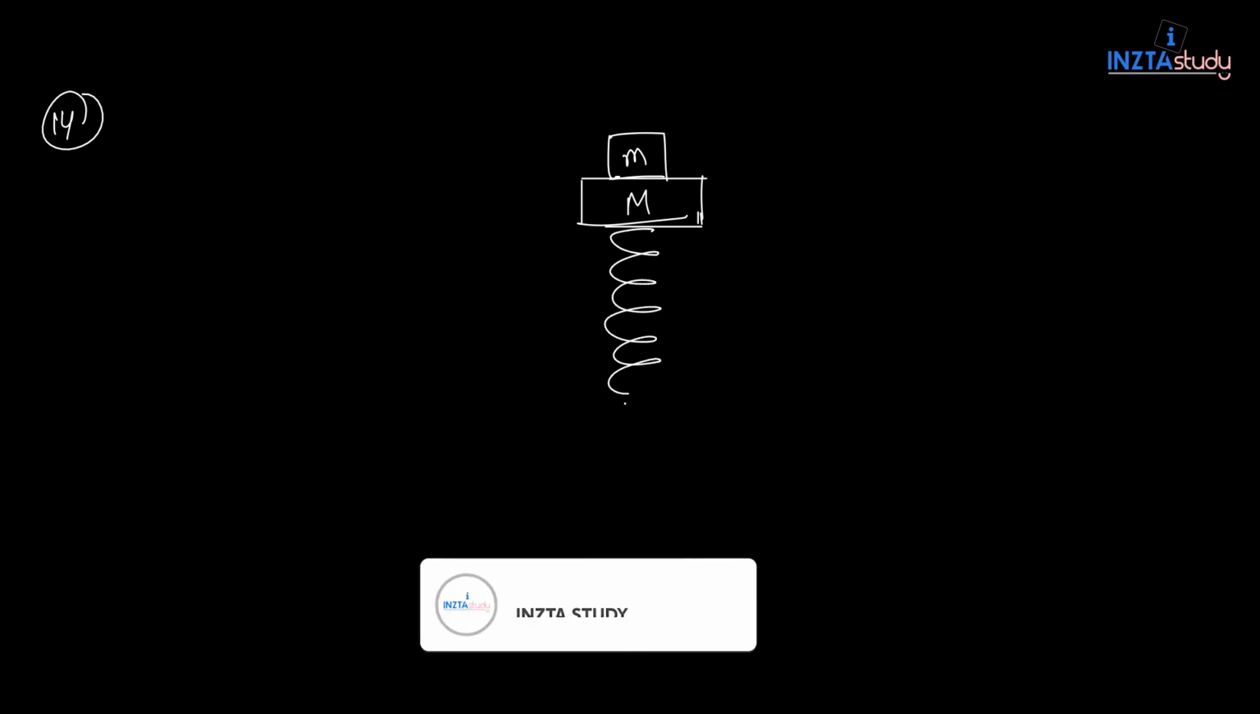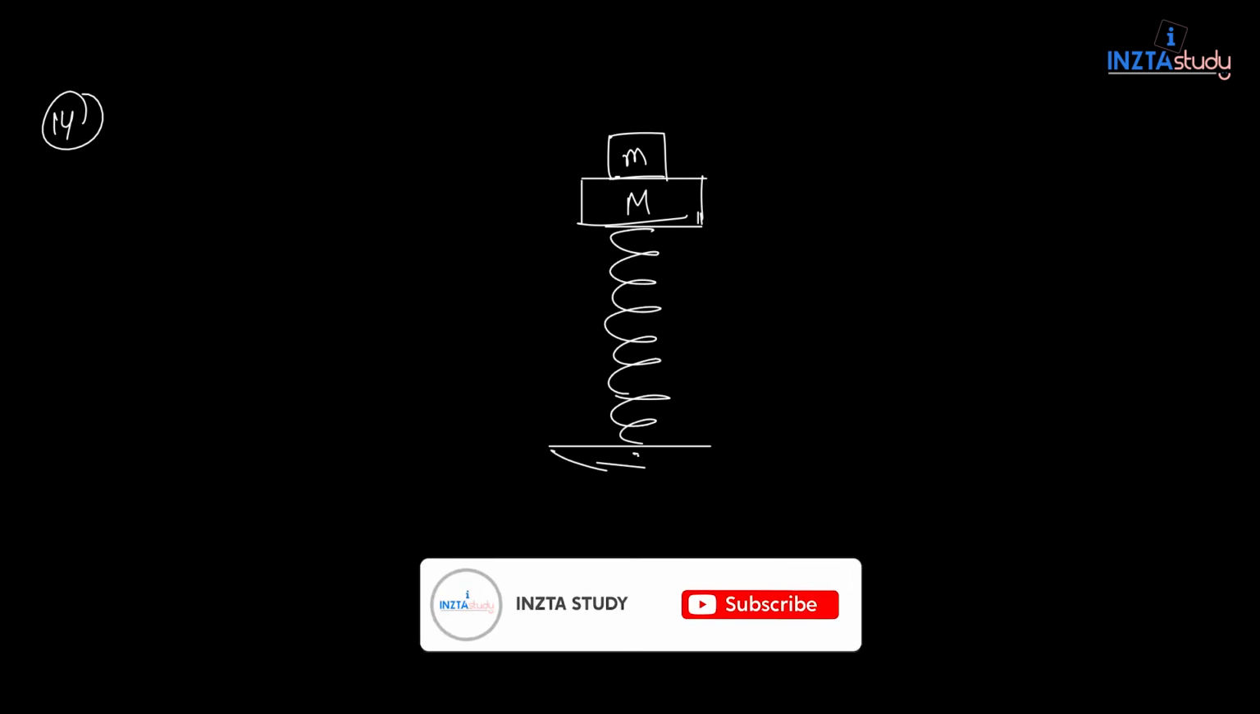Hello everyone, so this is problem number 14 of chapter SHM from Verma. In this question, it is given that a block of mass m is kept on a bigger block of mass capital M, which is attached to a vertical spring having a spring constant of k.